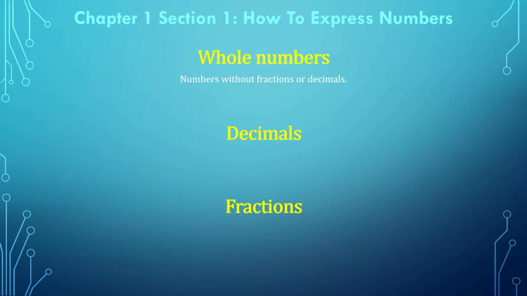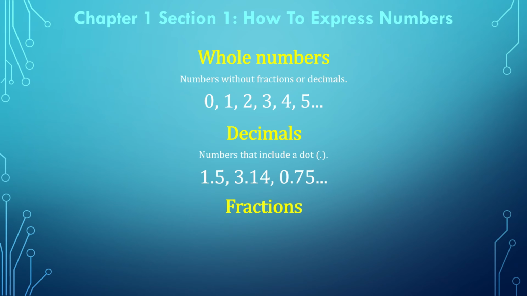Whole numbers are numbers without fractions or decimals. They are 0, 1, 2, 3, 4, 5, and so on. Decimals are numbers that include a dot or a decimal point. In English, the examples are read as 1.5, 3.14, and 0.75. It's not "zero point seventy-five" as a single number. You read the numbers individually after the dot.